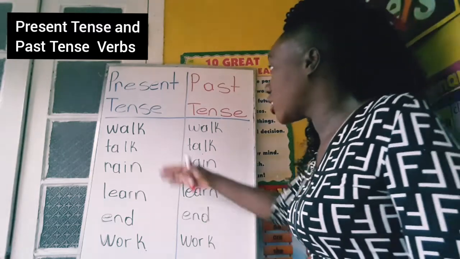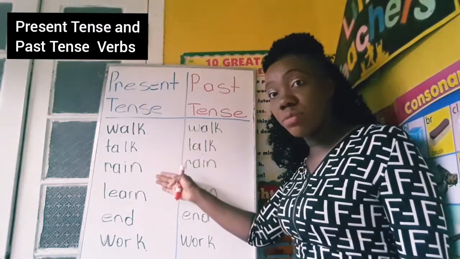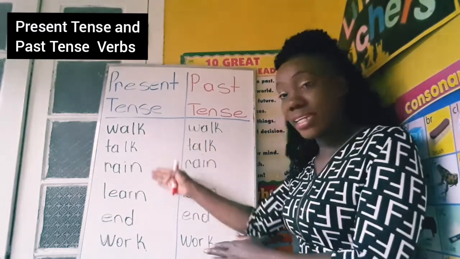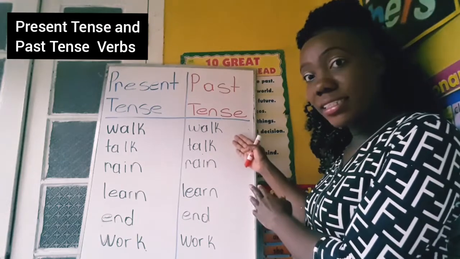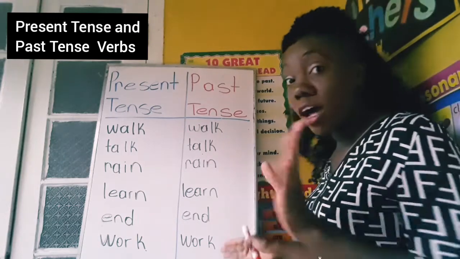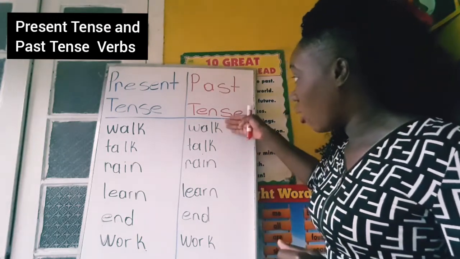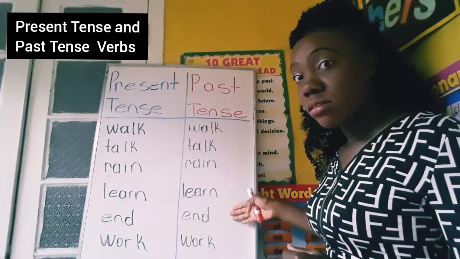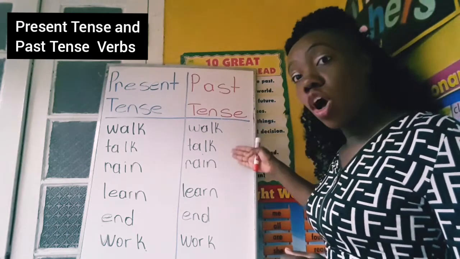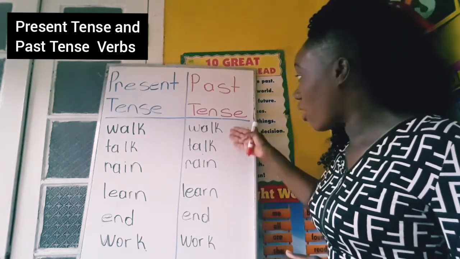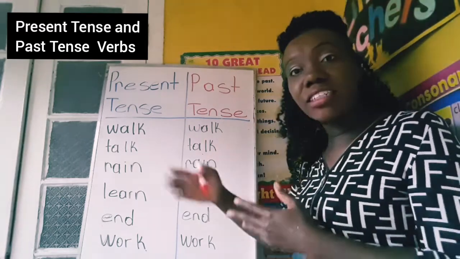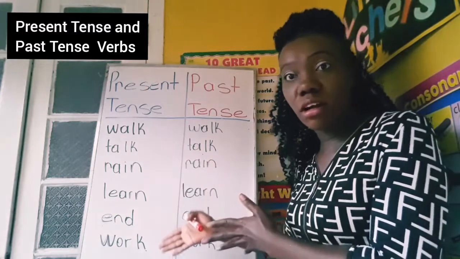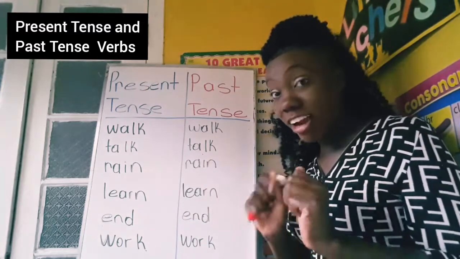So here I have some verbs for you. I've written them out in present tense. I've written them back under the past tense section, but this is not how they are supposed to be. I'm going to teach you how to write these words with the correct spelling for past tense. But let's find out what these words are. Okay, boys and girls? Ready?